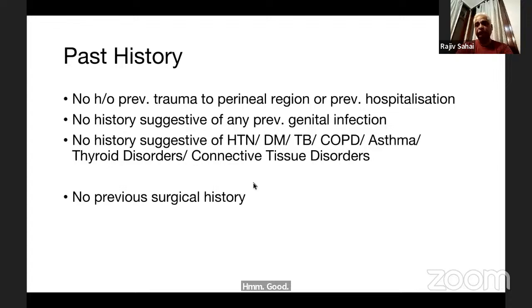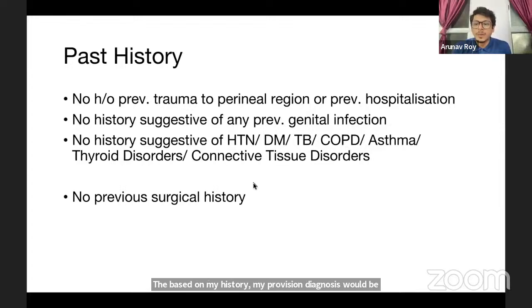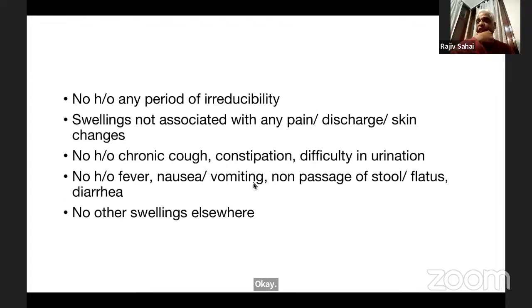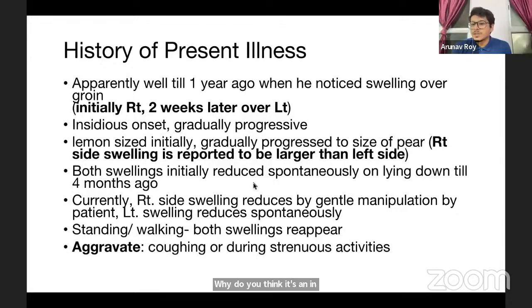Good. Okay. So you've taken the history. What is your provisional diagnosis? Based on my history, my provisional diagnosis would be a bilateral inguinal hernia, sir. Okay, let's go back to your history. Why do you think it's an inguinal hernia? This patient complains of swelling over both sides of his groin, sir. In this particular case, he's complaining of two specific swellings, which are both pear-shaped.